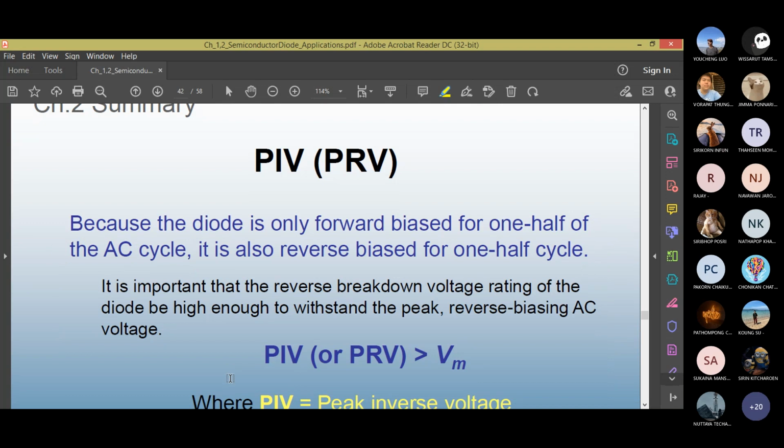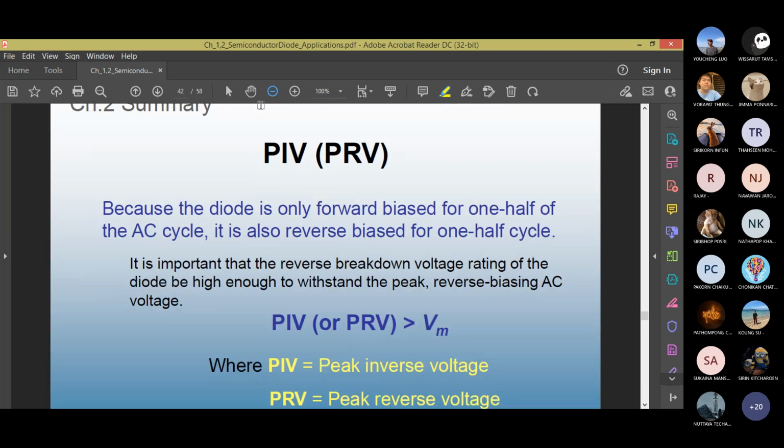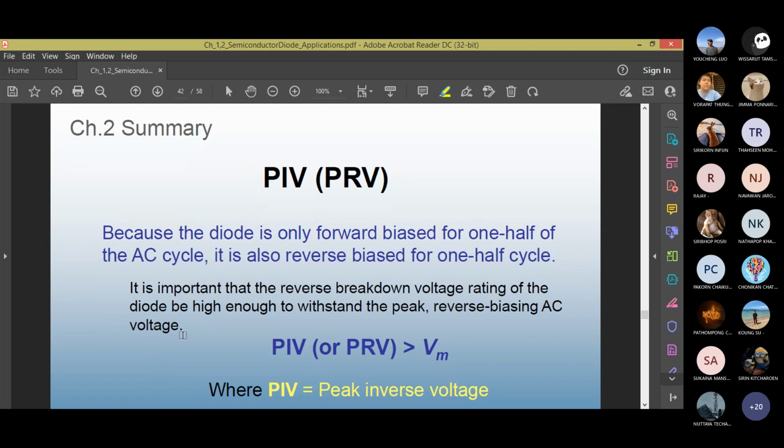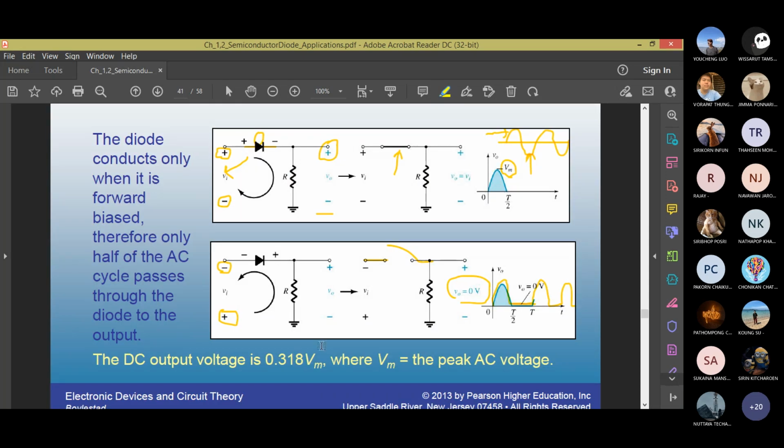Peak inverse voltage. We talked about this one. This is the maximum negative voltage allowed through a diode before it breaks down. As you can see, the diode here, in the positive half cycle, it is forward bias. In the negative half cycle, it is reverse bias. What is happening at the negative half cycle? At this point, the diode is sensing a negative volt. Even though it is not conducting, the negative volt is here.